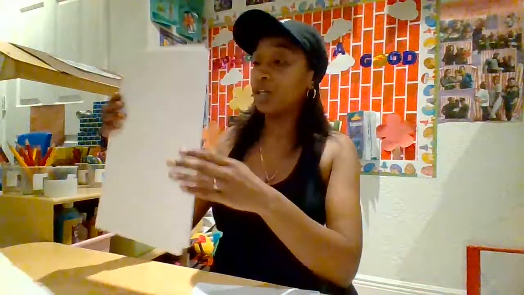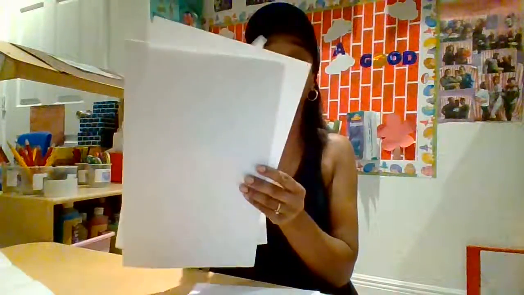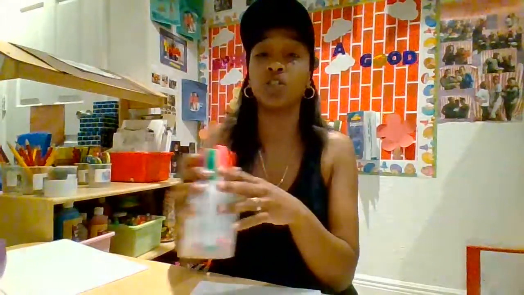Materials include white paper, which you can use the long sheets like I do. You can also cut these in half. You can use the legal size white paper that we print on, or you can use construction paper. You want to make sure you have your markers, and you want to have a variety of colors so that the students are able to express themselves creatively.